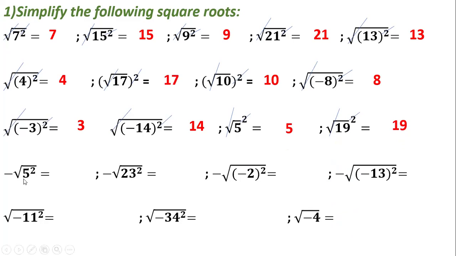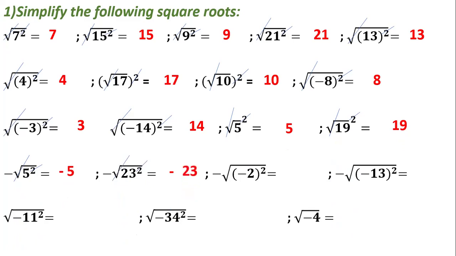Now I have minus radical 5 squared. Here the minus is outside the radical, so it stays outside, and the square cancels the radical, it comes out as 5. Minus radical 23 squared, also the minus has nothing to do with the radical, so it stays outside. The square cancels the radical, and it comes out as 23.